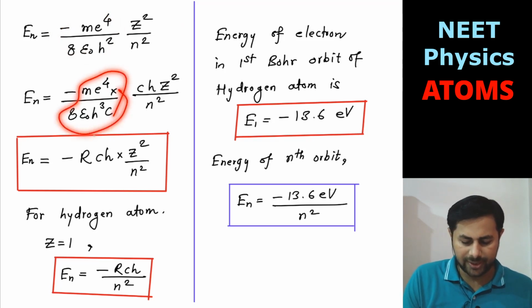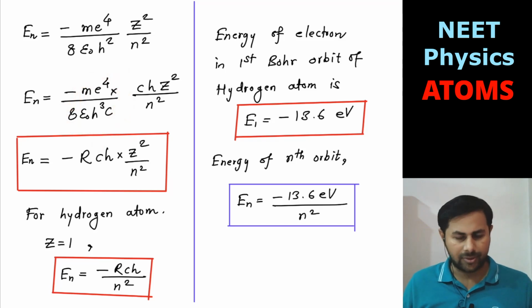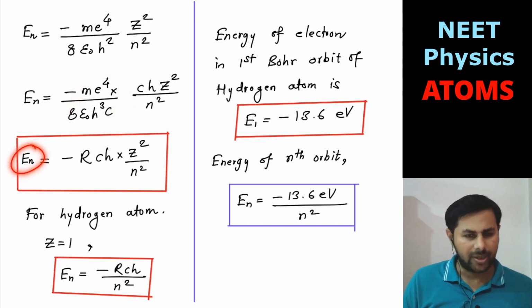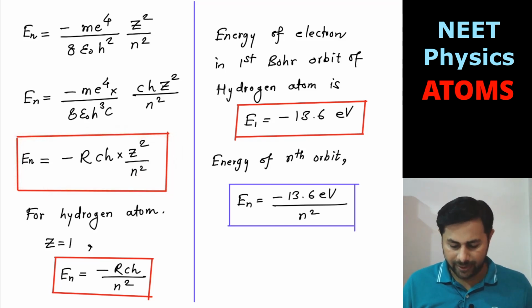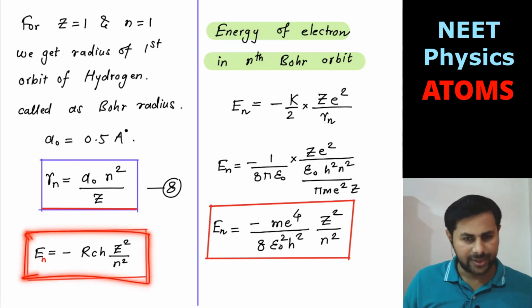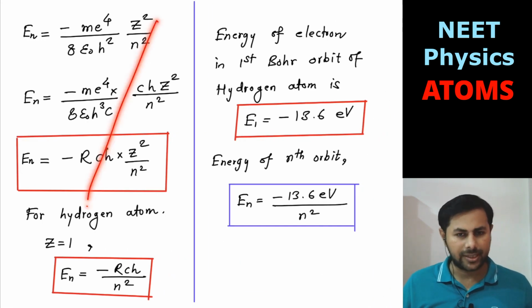This thing is known as the Rydberg constant, and then you get the formula En is equal to minus RCH multiplied by Z square by n square. This is the energy of electron in the nth orbit. For hydrogen atom Z will be equal to 1, and then you get En is equal to minus RCH divided by n square. I have written down that formula here itself, so you don't need to check this out.